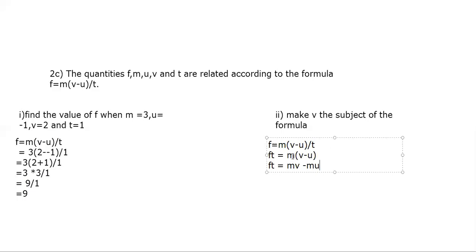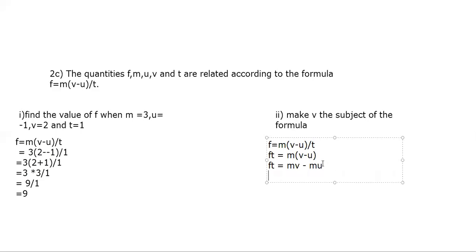Because you're multiplying a positive with a negative. Let me go over that again. Positive m times negative u, since you're multiplying a positive with a negative, would give you negative mu. So that's how you would expand the bracket.